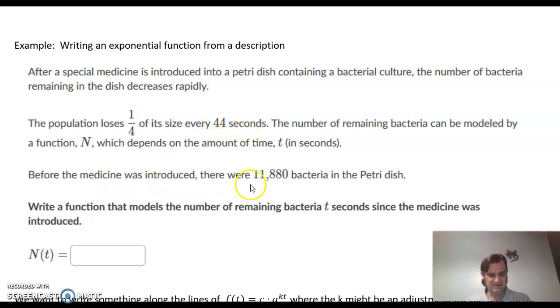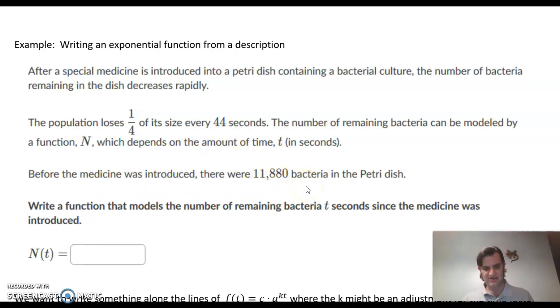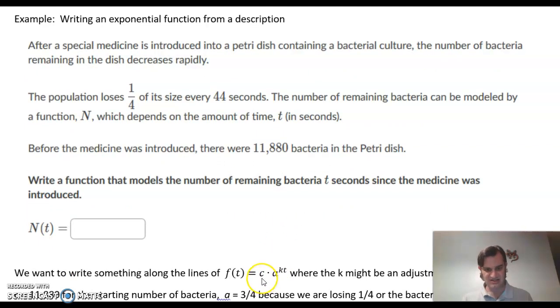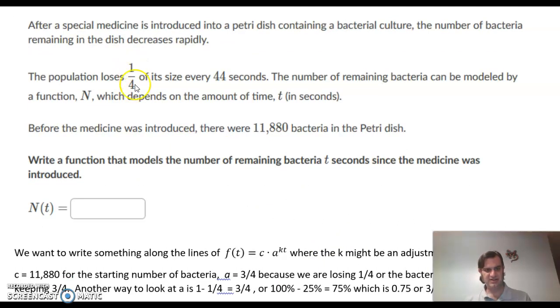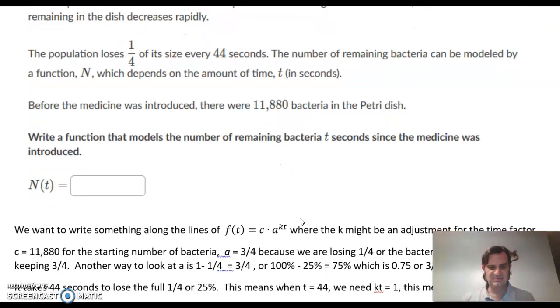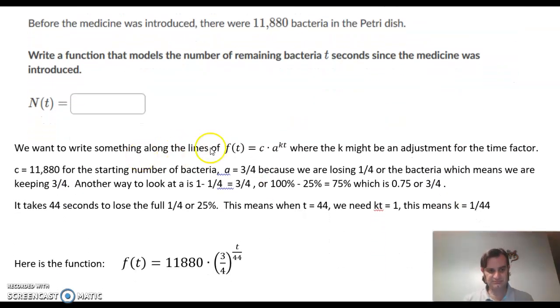It also says down here that when we start, there are 11,880 bacteria. So we're going to try and write this function with some starting amount C, which is obviously 11,880, times some rate, A, which we'll talk about in a second. And then it looks like we may have to adjust for time since it's talking about every 44 seconds. So it loses 1/4 of its size every 44 seconds. So we need to make two adjustments here when we plug this in.